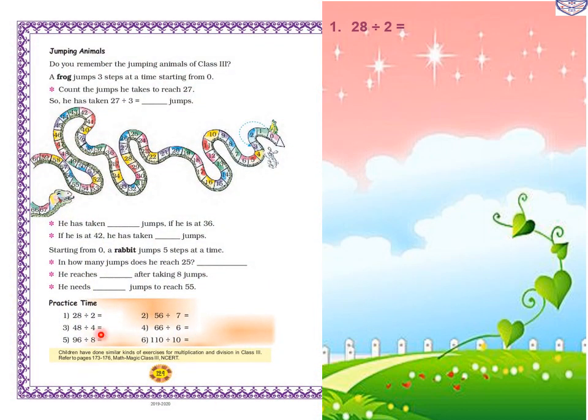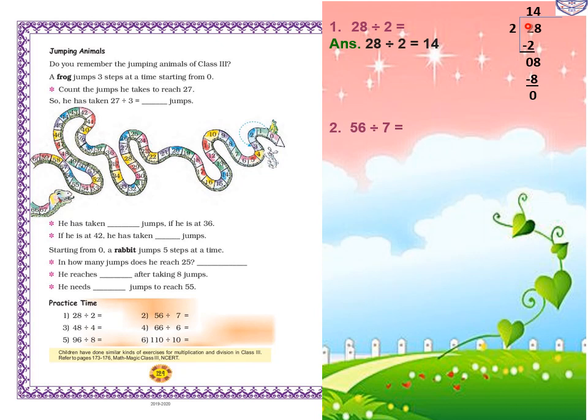Now same page number 124, practice time. So your division sums are there. Now this you have to do. So first one is 28 divided by 2. So 28, first we will take one digit, that is 2. In the 2 table, 2 ones are 2. So 2 minus 2, 0. Now we will carry down 8. In the 2 table, when will 8 come, 2 fours are 8. So 8 minus 8, 0. So 28 divided by 2 equals 14. So our quotient equals 14.